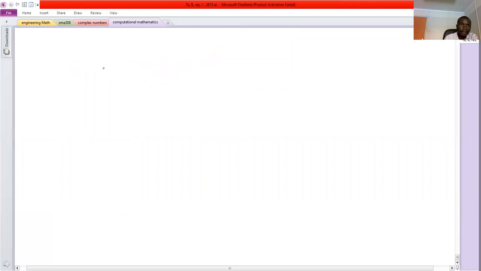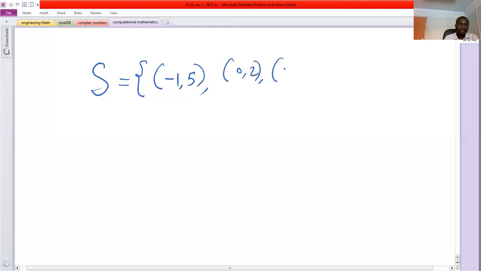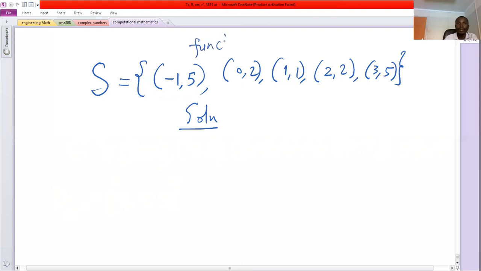And then lastly, we have a relation S given by minus 1, 5. And then we have 0, 2. Then we have 1, 1. Then we have 2, 2. Then we have 3, 5. So the solution: negative 1, 0, 1, 2, 3. So this is a function because all the first elements are distinct. So S is a function. Let's see whether the inverse will be a function.